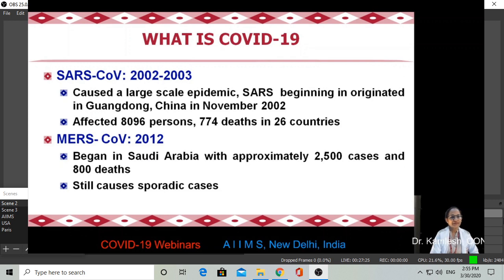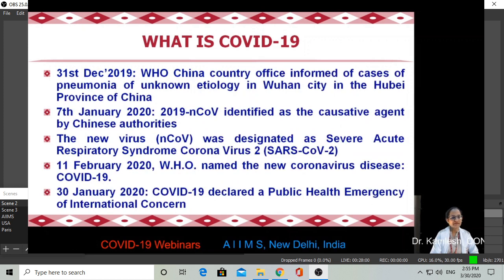Now, the SARS coronavirus epidemic that happened way back in 2002-2003 caused large-scale devastation, originating in China in November 2002. It affected over 8,000 persons and led to almost 800 deaths in 26 countries. MERS coronavirus in 2012 began in Saudi Arabia with approximately 2,500 cases and 800 deaths. And still, it causes some sporadic cases now and then.